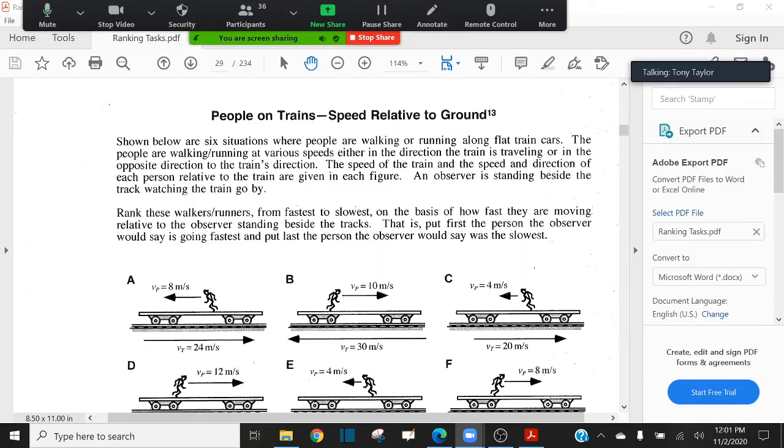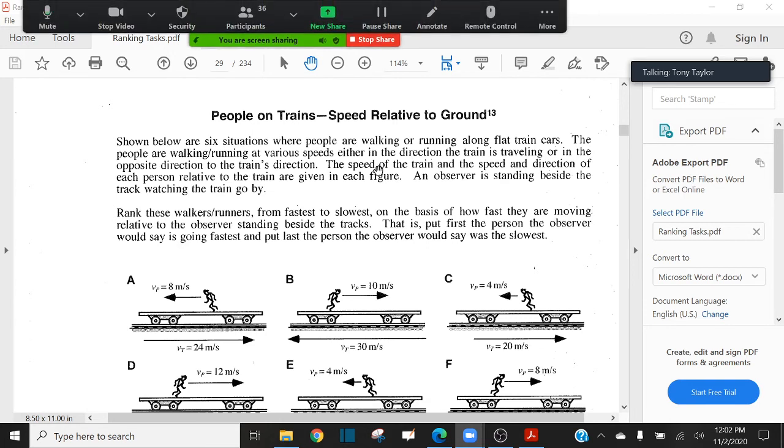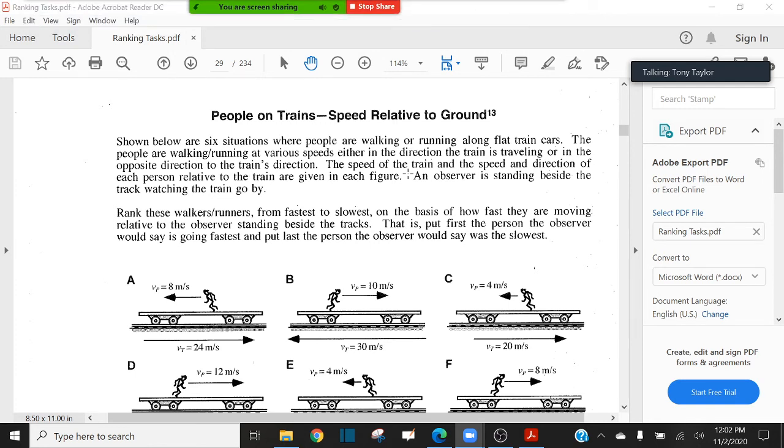Okay, so I'm going to read what's happening here, and then we're going to work on the first 3 together. This says, shown below are 6 situations where people are walking or running along flat train cars. The people are walking or running at various speeds, either in the direction the train is traveling or in the opposite direction to the train's direction. The speed of the train and the speed and direction of each person relative to the train are given in each figure. An observer is standing beside the train watching the train go by. So the question is, what is it that this outside observer noticed of the people on the train?